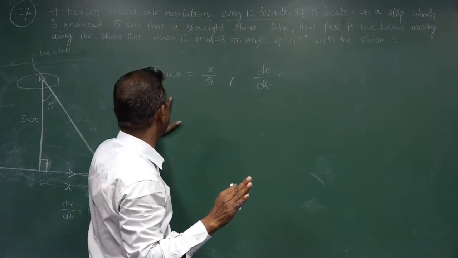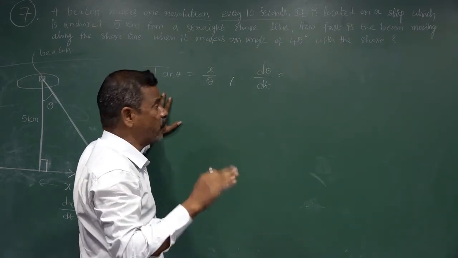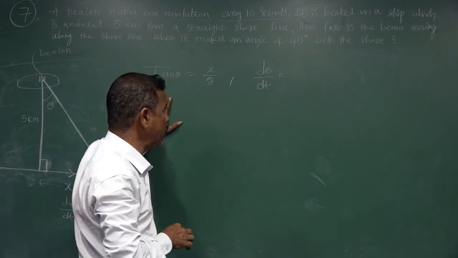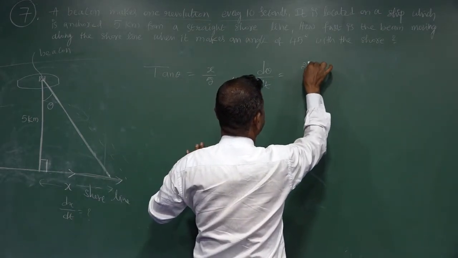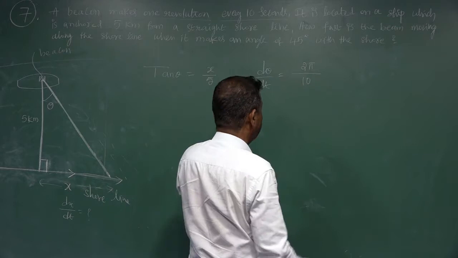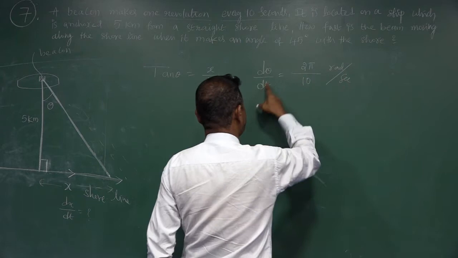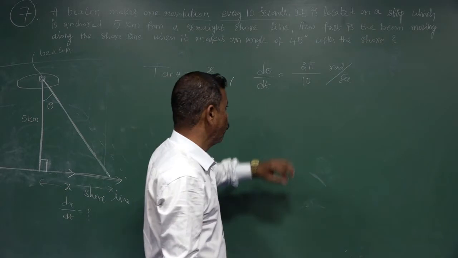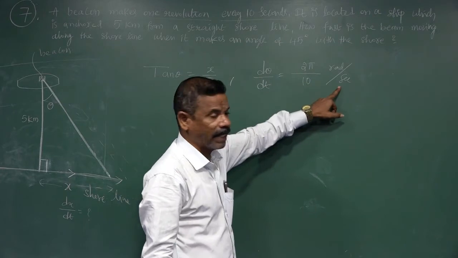Here the beacon makes one revolution for every 10 seconds. For 10 seconds, one revolution is completed. For 1 second, 2 pi radians by 10 seconds. A full revolution means 2 pi radians, so 2 pi by 10 radians per second. d theta by dt is 2 pi by 10 radian per second.